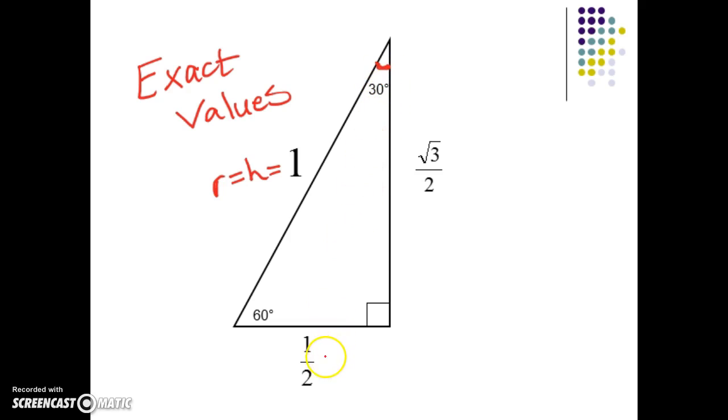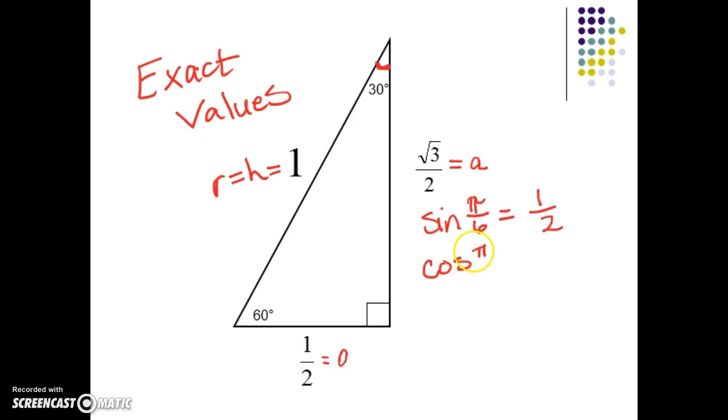And so this is the opposite leg of our 30-degree angle. This is the adjacent leg of the 30-degree angle. So if we were going to talk about the sine of 30 degrees, remember in radians, that's pi over 6. If we're going to talk about the sine of pi over 6, sine is opposite over hypotenuse. So the sine of pi over 6 is 1/2.